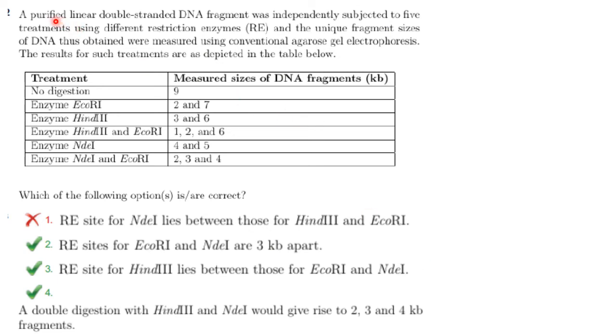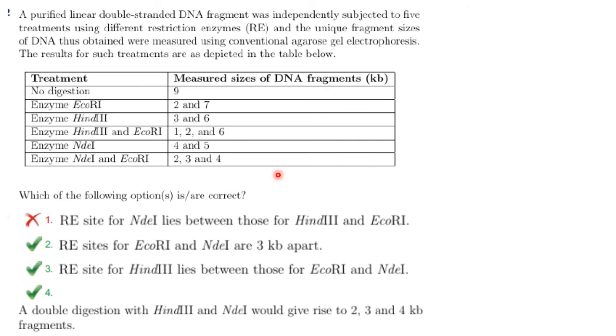Then next one. A purified linear double-stranded DNA fragment was independently subjected to 5 treatments using different restriction enzymes, and the unique fragment sizes of DNA thus obtained were measured using conventional agarose gel electrophoresis. The results of such treatment are depicted in the table below. No digestion, you will get a 9 kb band. If you digest with EcoR1, you get 2 and 7, and if it is with HIN3, you will get 3 and 6. Enzymes HIN3 and EcoR1, you get 1, 2 and 6, and enzyme NDE1, you get 4 and 5. NDE1 and EcoR1, you get 2, 3 and 4 bands.